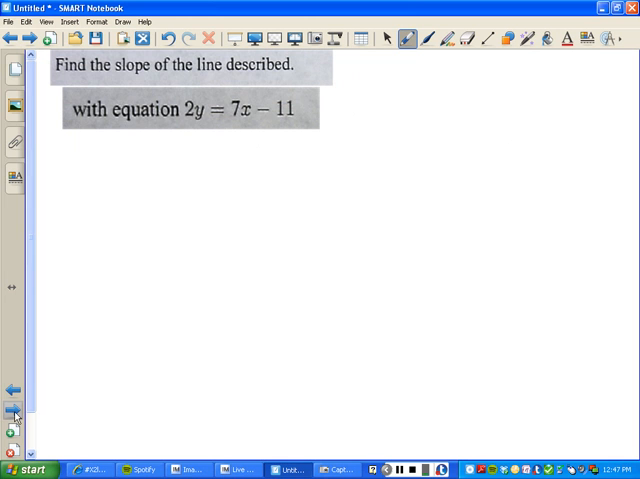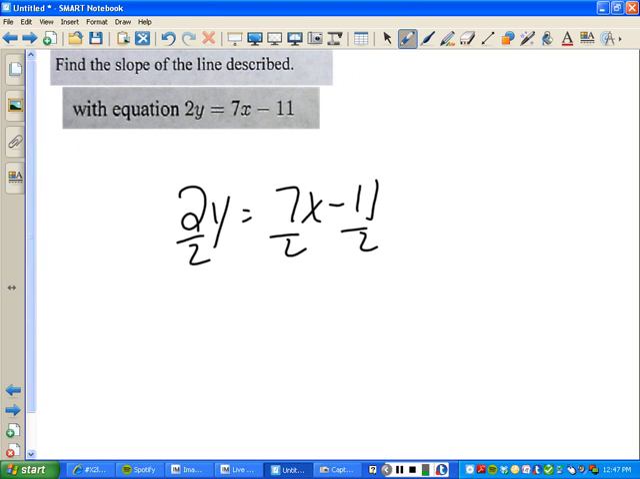All right. Find the slope of the line described. Got to solve for y. So 2y equals 7x minus 11. You're solving for y, so divide by 2, divide by 2, divide by 2. y equals 7/2 x minus 11/2.